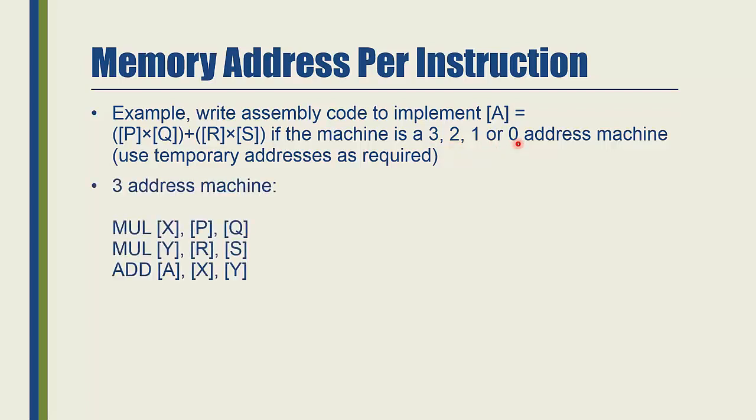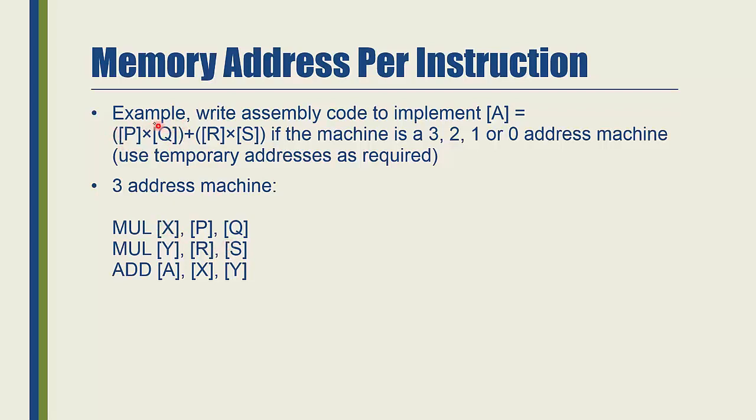In 3 address machine, we are so resourceful. We can put up to 3 addresses in our instruction. Because of that, the number of instructions that we use is very few. The first one, we want to multiply P and Q and we keep it in a temporary variable or temporary address X.